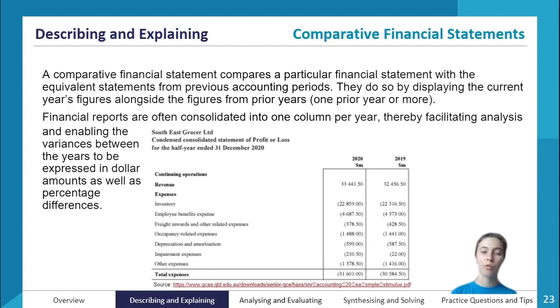So this is an example from a QCE sample exam for the external exam. And so we've got the 2020 figures right next to the 2019 figures. They've been consolidated into one column for each year. We've got the accounts on the side, and the figures in brackets represent the negative values. So you can see how it enables that easy comparison between the years since they're right next to each other like that.